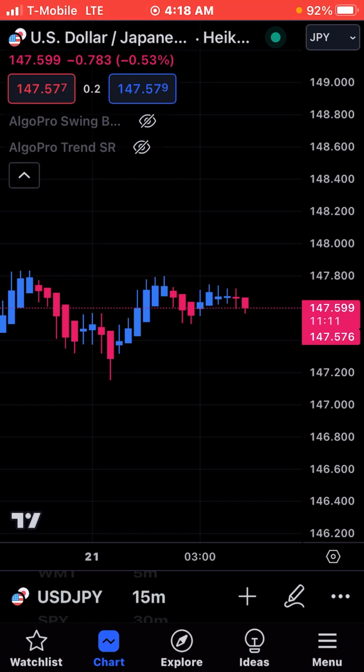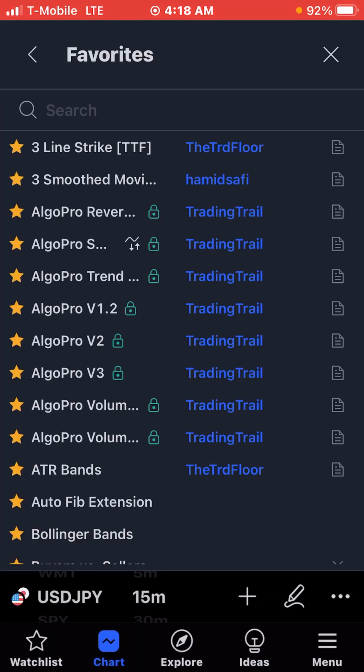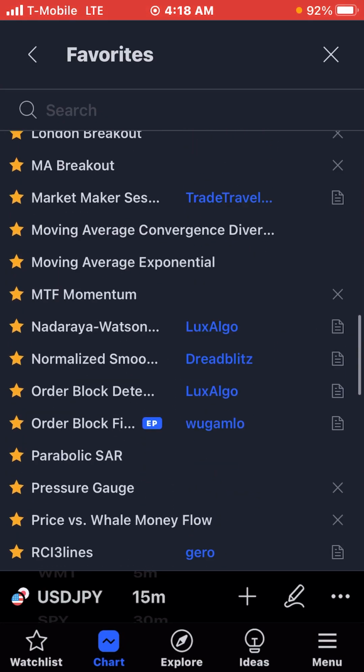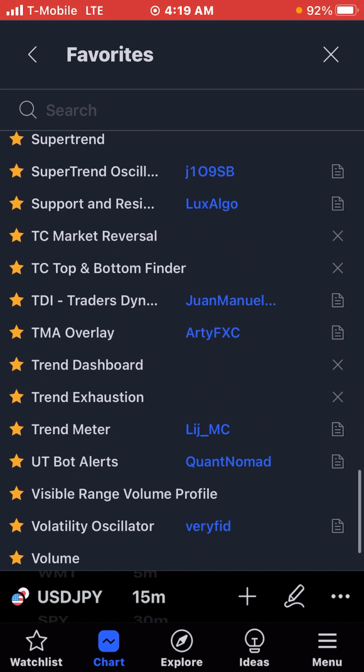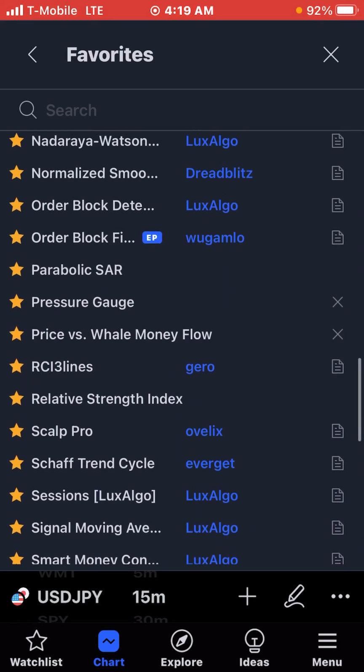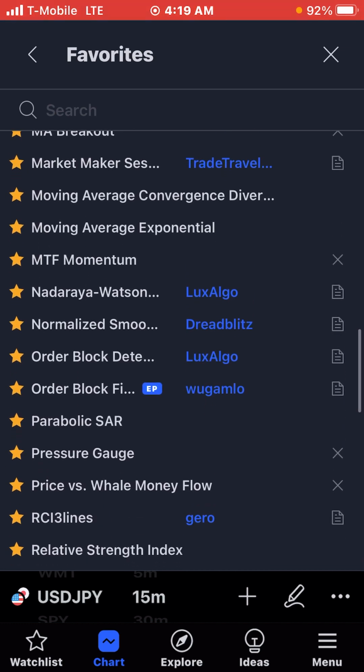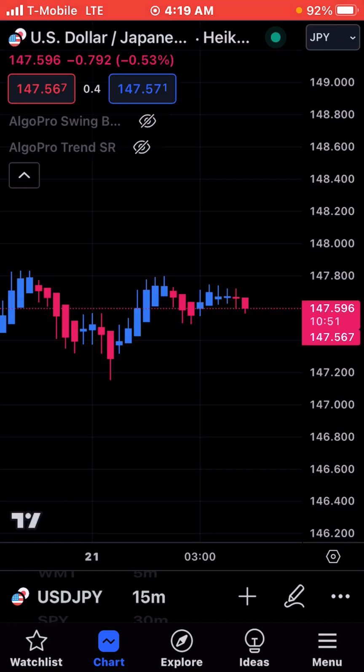And if you don't want Algo Pro, there are other indicators that deal with order blocks. What's a free one here? There's Order Block Finder or an Order Block Detector. Those will work the same, I guess. They might have some little differences. But today we're going to be talking about the Algo Pro Trend SR.